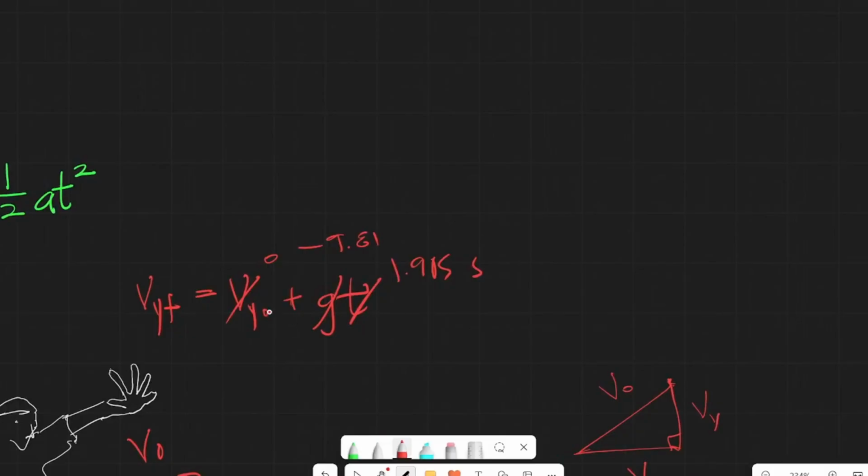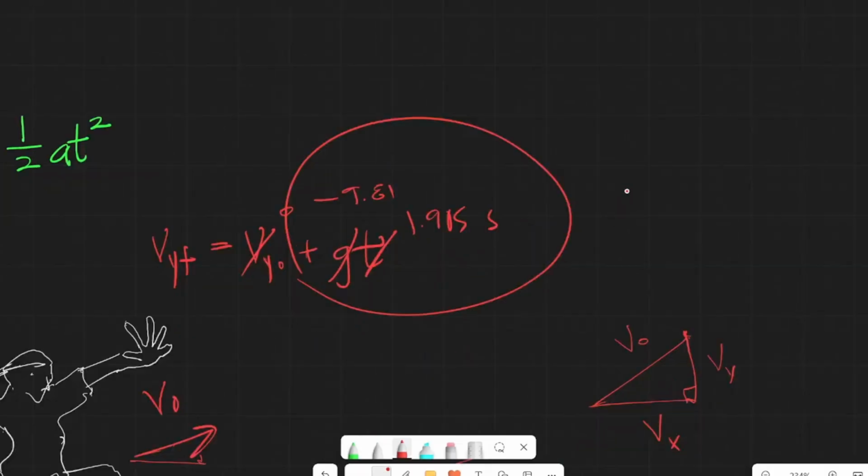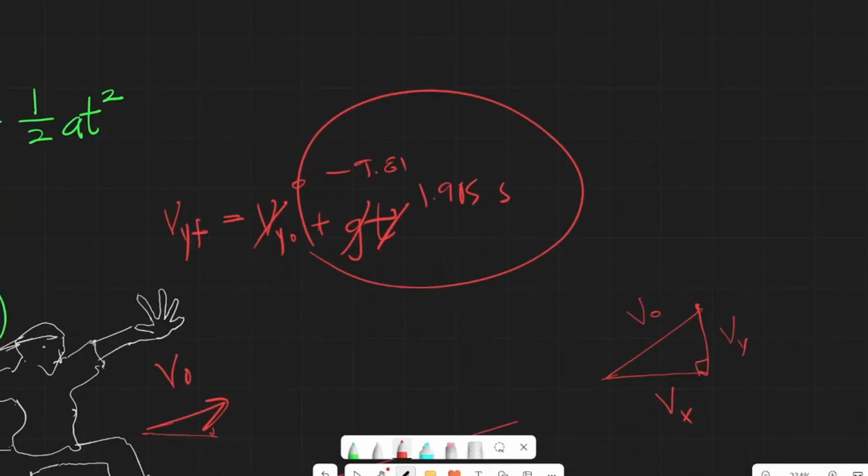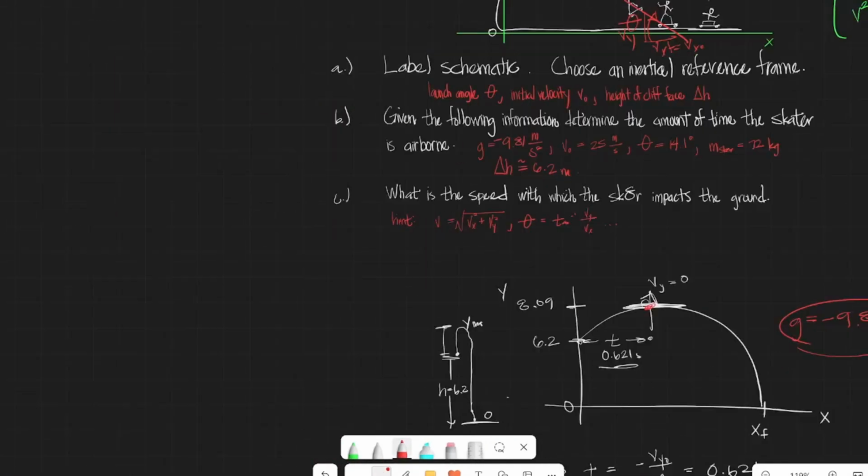And this is good because we're going to get a negative value. In fact, the skater has a negative velocity because we defined our coordinate system to be positive in the upward direction. So our sign convention is checking out, which is pretty cool. And we get final velocity in the y direction of negative 18.68 meters per second.